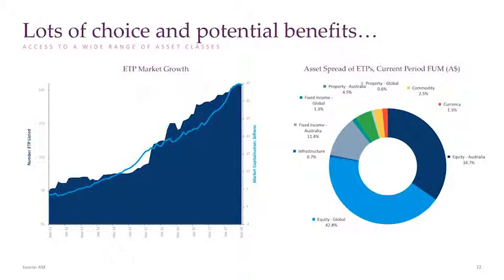Fixed income global, fixed income Australia, property global, around the right-hand side there, commodities, equity Australia as well. Products are becoming more complex: smart beta, factor-based, rules-based, yield, EPS growth. So there is much to like here. However, like any new trend where circumstances are completely in its favour, it must be buyer beware.